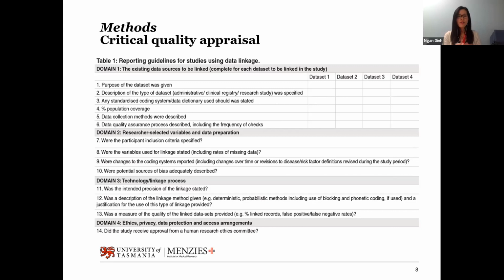And the guidelines for studies involving data linkage were used to evaluate the quality of included studies. The guidelines include 14 reporting items belonging to 4 domains. Domain 1 is about data sources. Domain 2 is about data preparation. Domain 3 is about the linkage process, and domain 4 is about ethics.